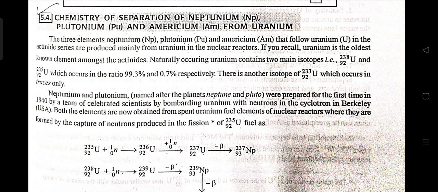There is another isotope which occurs in traces only. Neptunium and plutonium were prepared for the first time in 1940 by a team of celebrated scientists by bombarding uranium with neutrons in the cyclotron in Berkeley, USA. Both the elements are now obtained from the spent uranium fuel elements of the nuclear reactors, where they are formed by the capture of neutrons produced in the fission of uranium fuels.